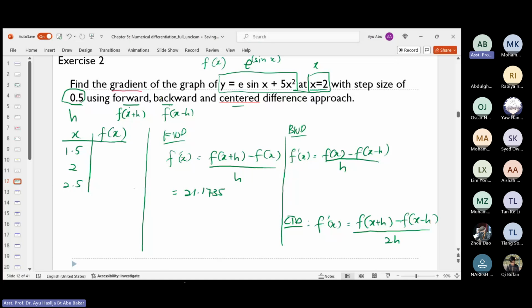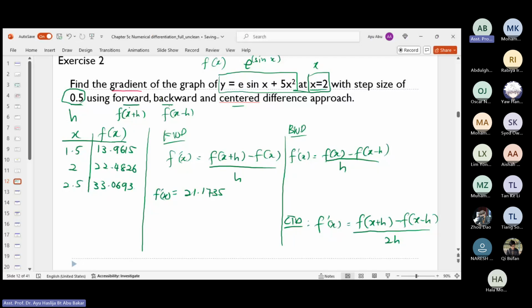Okay, let's check. If you get a different answer, let's check your f(x). What is your f(x) for 1.5? 13.96, right? 2.4826. Make sure your f(x) is correct. Forward, you should get this value, 21.